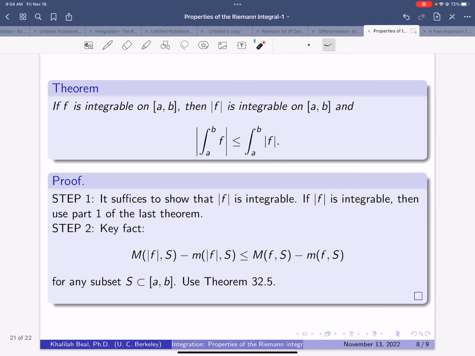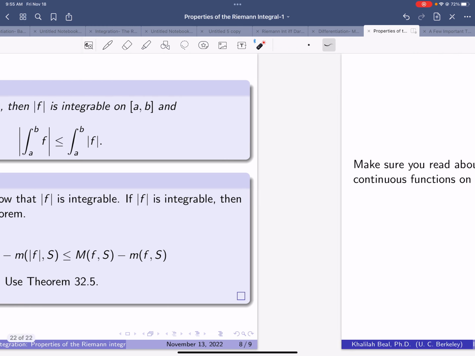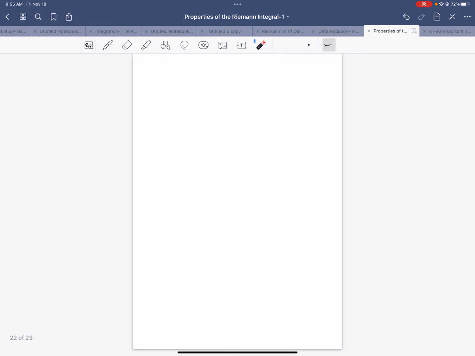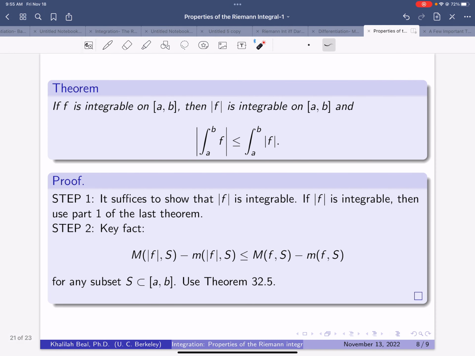And the main theorem here that we have is we're proving that f is integrable. If f is integrable, then the absolute value of f is going to be integrable as well. So for this proof, let's go through the hypothesis. Hypothesis is that f is integrable. The claim is that the absolute value of f is integrable, and we have this estimate. Okay?